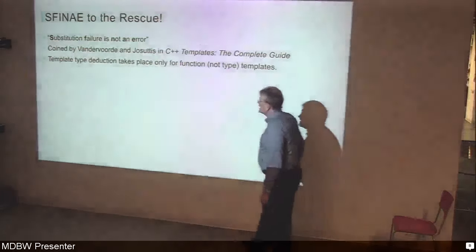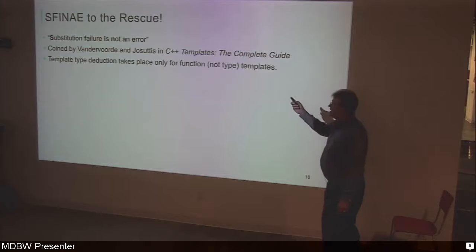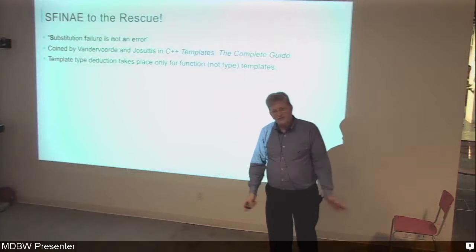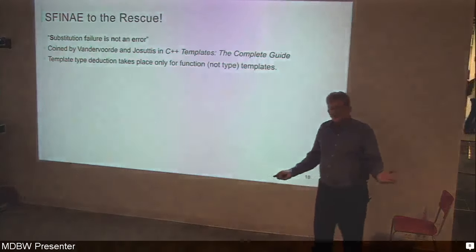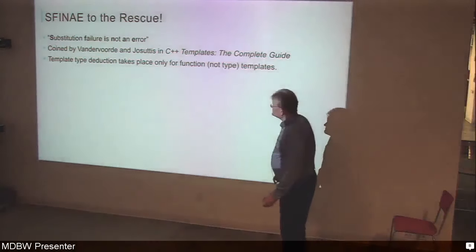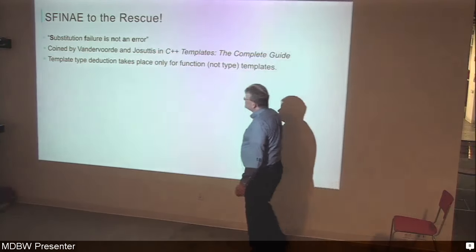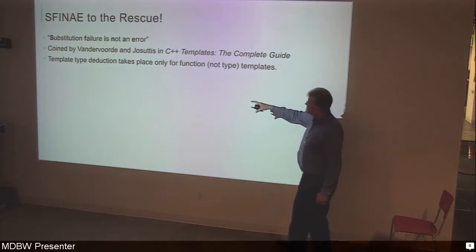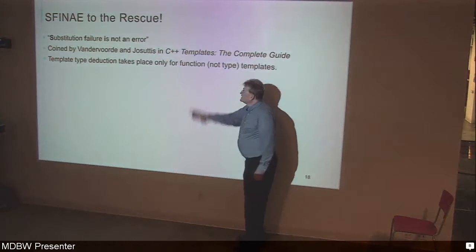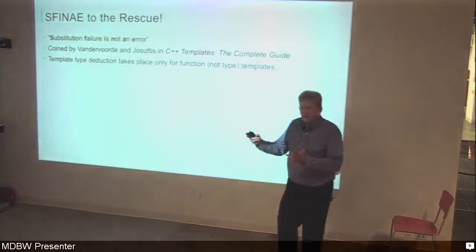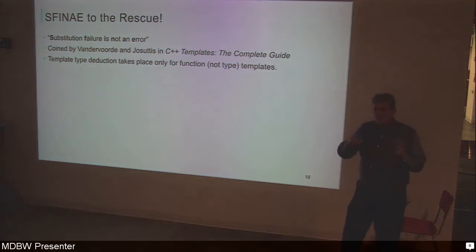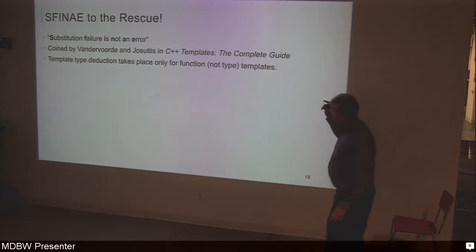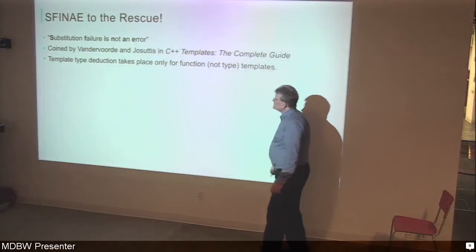This was a term coined by Vandevoorde and Josuttis, and it's like so many C++ terms. It just rolls off the tongue. It's just this delightful, easy acronym that makes so much sense. What it's saying is, and it applies only where type deduction can take place, and template type deduction only takes place where there's function templates, not type templates. So if you have a templated struct, there's no type deduction. Now that, in 17, there's an asterisk there, it'll be a little bit different. But in general, even then, that's not really going to be the situation.